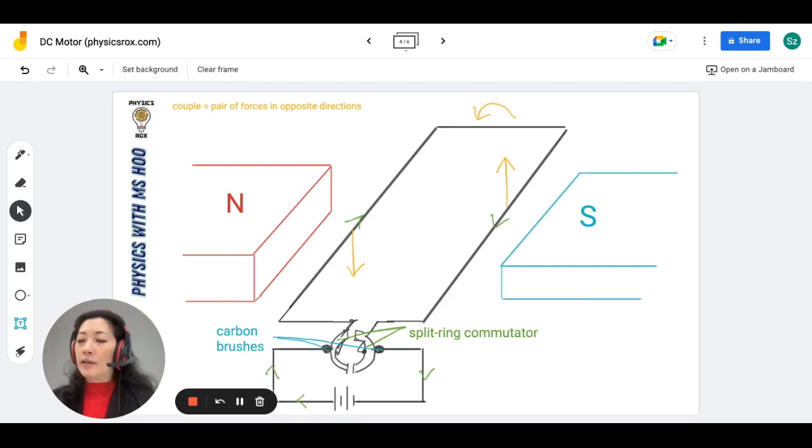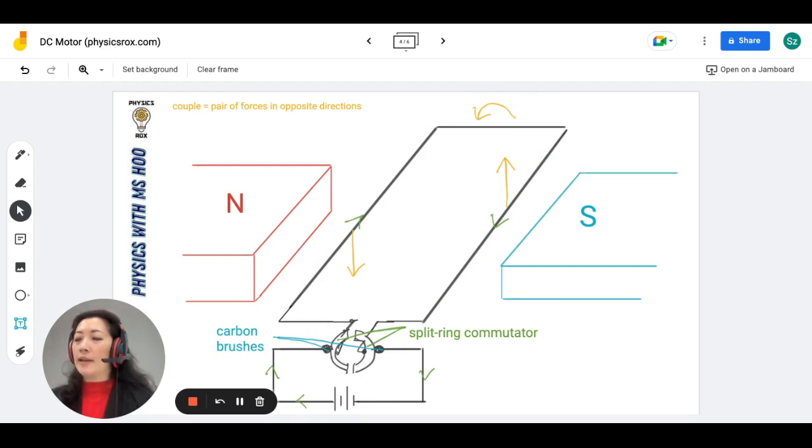So the split over here is to allow the current to be able to change direction every time this loop or wire coil rotates. Because as you can see, as this moves down, the left side will go to the right side and the current direction inside this loop has to change in order to allow for the continuous rotation in the same direction. If you want a clearer picture, here's what I mean.